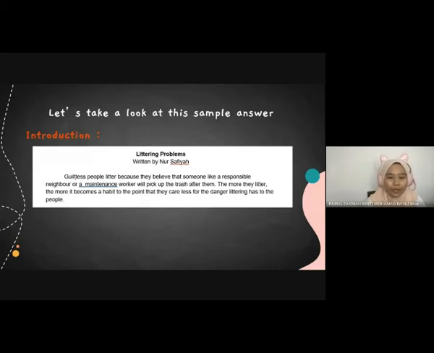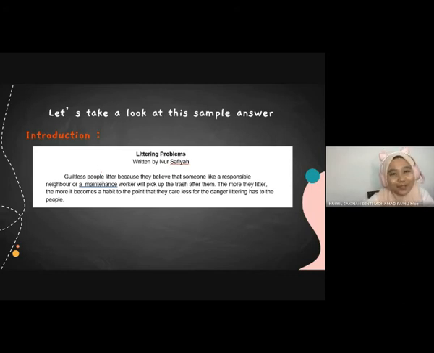Or if you can spot any error, or you think something better could be done? Guiltless people litter because they believe that someone like a responsible neighbor or a maintenance worker will pick up the trash after them. Okay, so let's go through it. This is a good introduction. And actually, this is a fairly straightforward introduction.